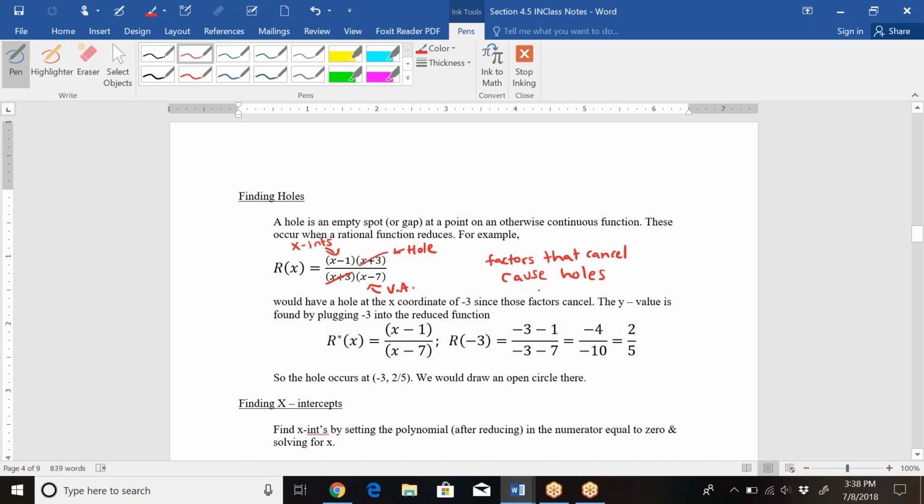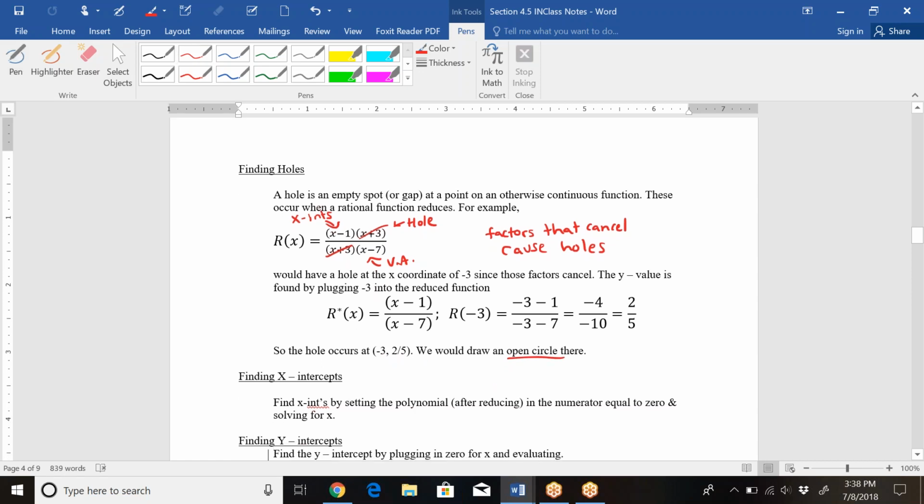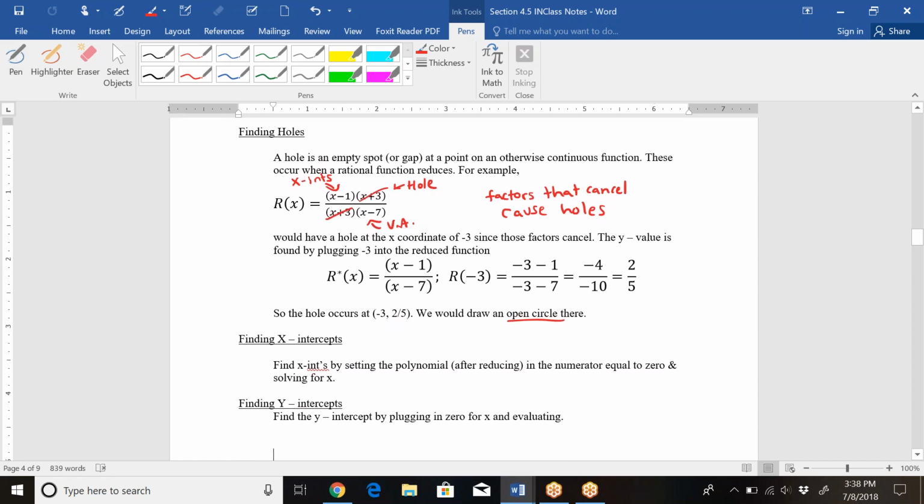So if you want to find your hole, you have to figure out what made this part that canceled out equal 0, which in this case would have been a negative 3. You plug that negative 3 into what would be left, which would be x minus 1 over x minus 7, and work that out, and that gives you the other part of that ordered pair. So negative 3 comma 2/5 would be an open circle there. That's a hole. And then, like we said, after you've reduced, anything left on top, you set equal to 0 to find your x-intercepts. Y-intercepts, you plug in 0 for all of your values.